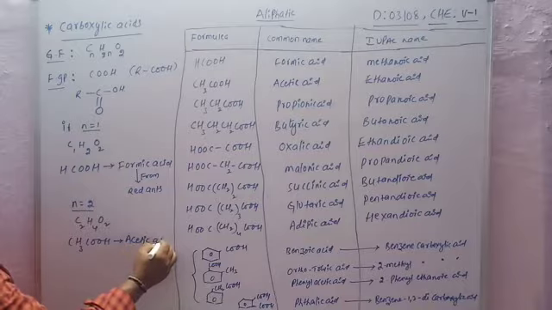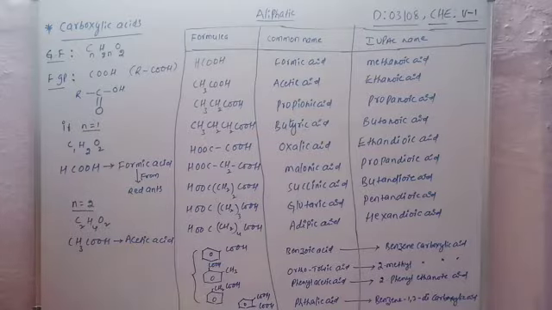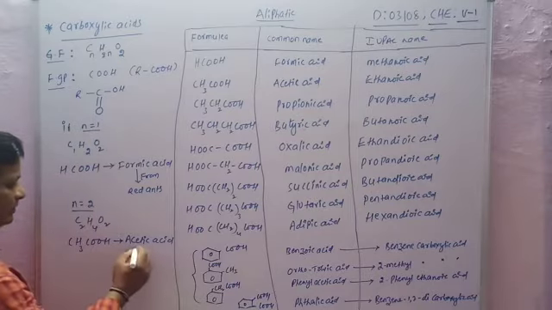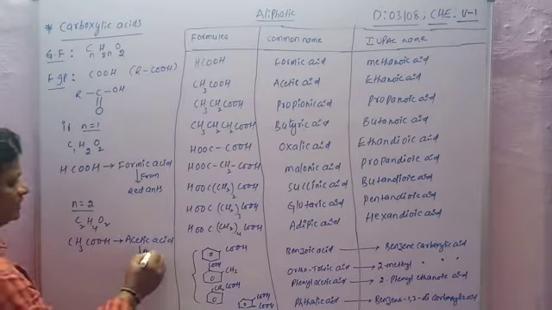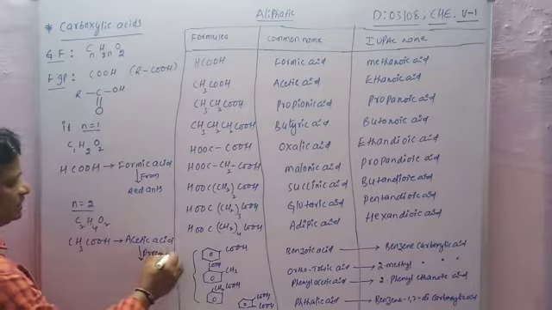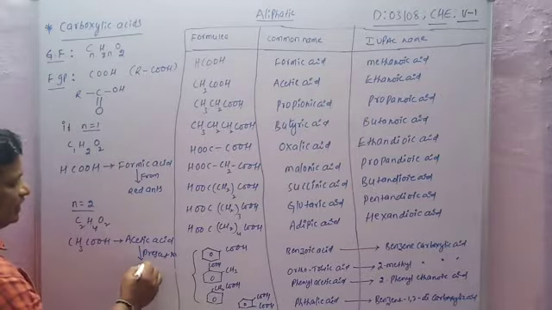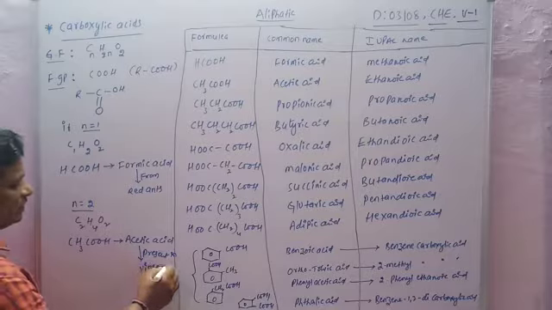Based on the strength of acid, acetic acid is a weak acid. Weak acid means it is partially ionized, not completely ionized. Actually, acetic acid is present in vinegar. Okay, it is present in vinegar.